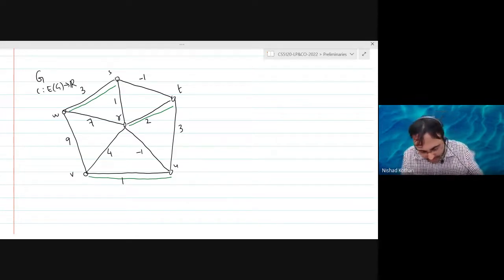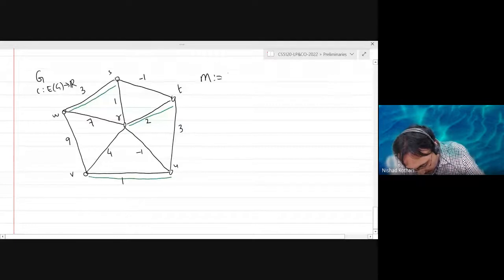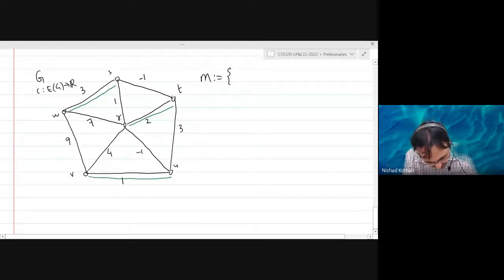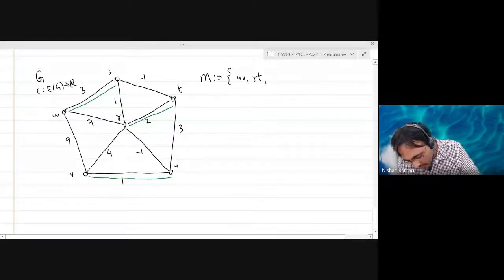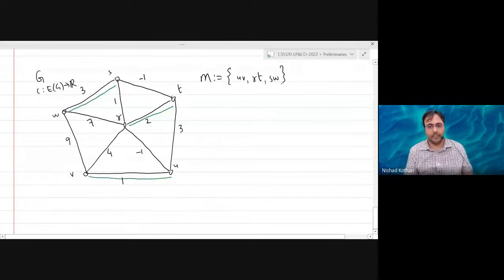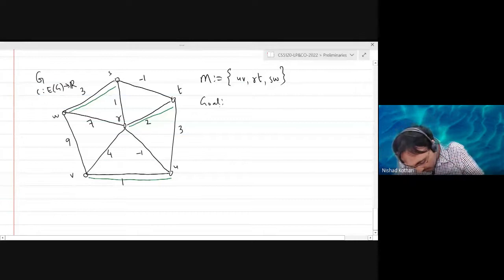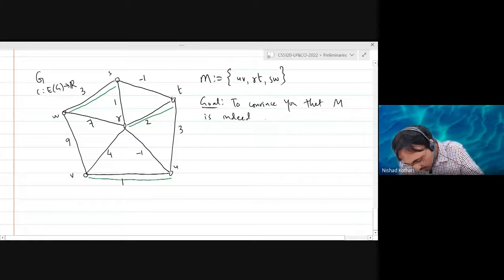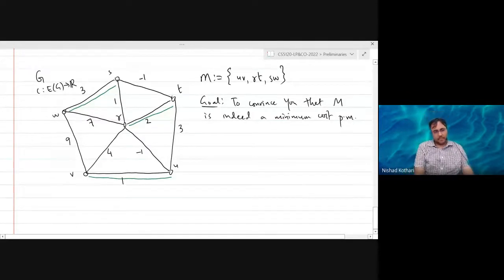Good. So let's write it down. M is our green colored perfect matching. It has the edges UV, RT, and SW. And my goal is to convince you that M is indeed a minimum cost perfect matching in this example.